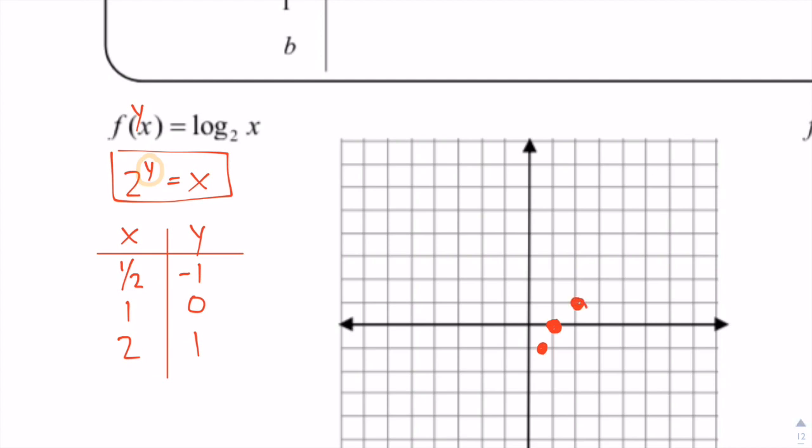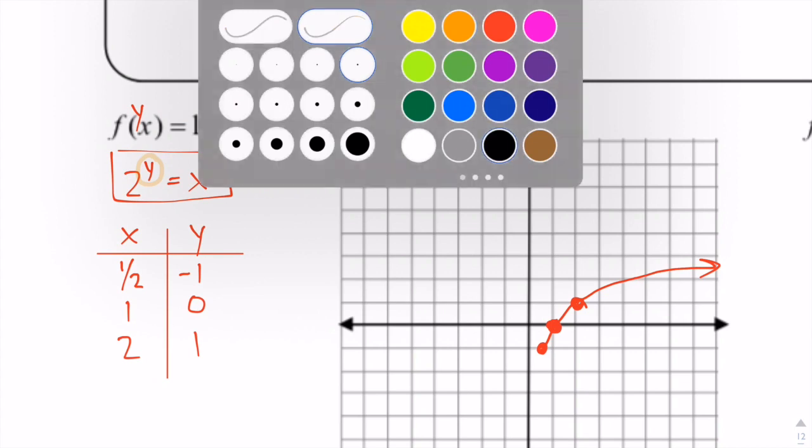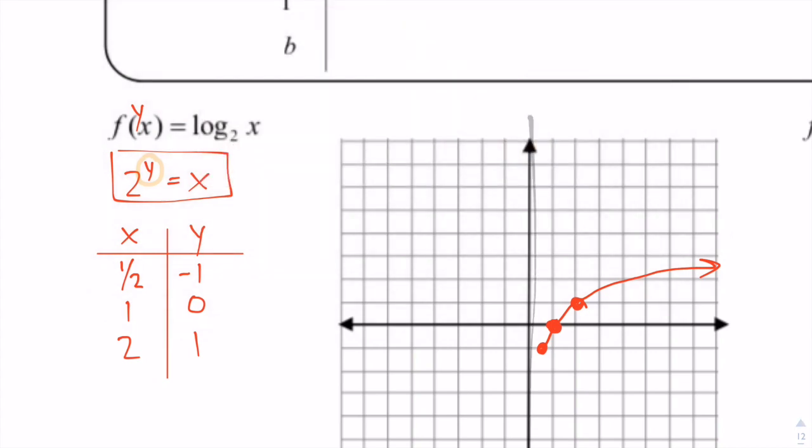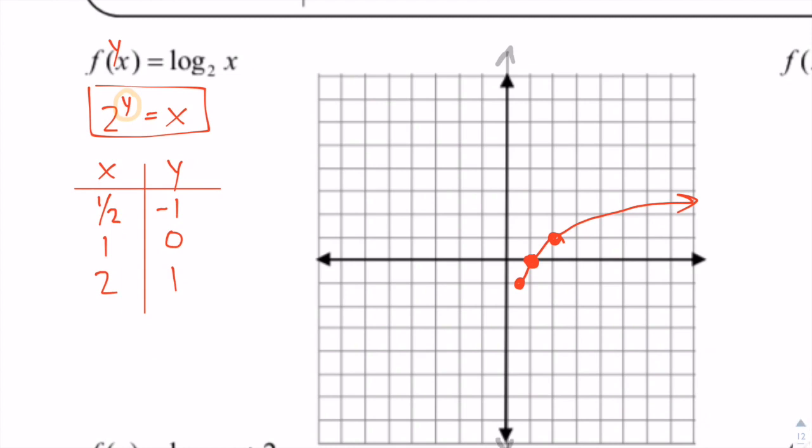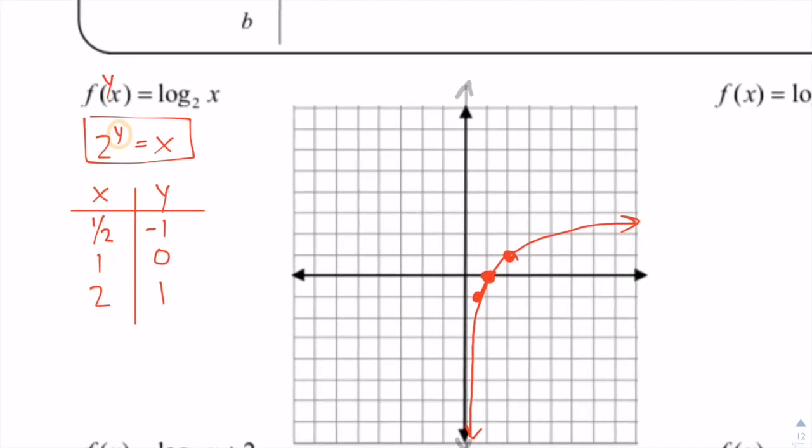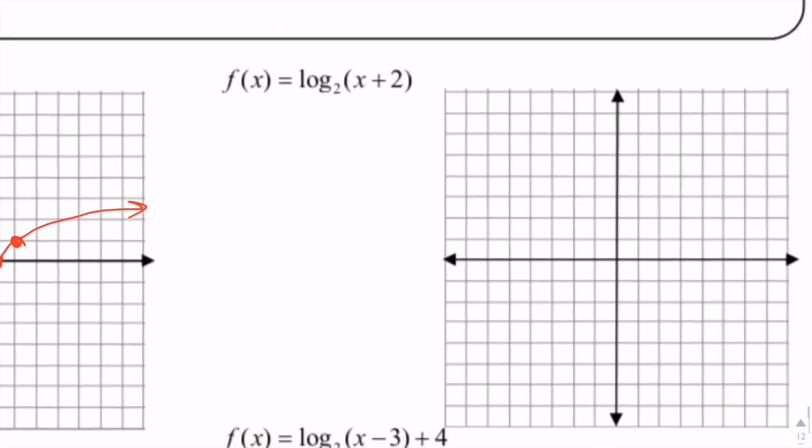Just like exponential, we have to understand what the general shape looks like. So it kind of hooks over the top here. We know our vertical asymptote, because it hasn't shifted at all, is at x equals 0, and we just kind of get closer and closer, but never go across that line. Okay, example number 1. Now let's take a look at some shifts.